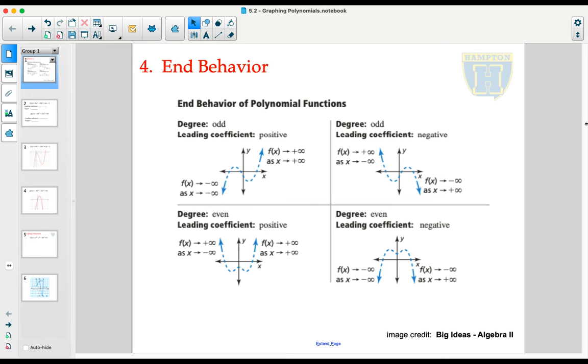The end behavior of a polynomial function is determined by two key characteristics of the polynomial: its degree and its leading coefficient. The end behavior of a polynomial describes what happens on the two ends, far to the right and far to the left, of the polynomial.